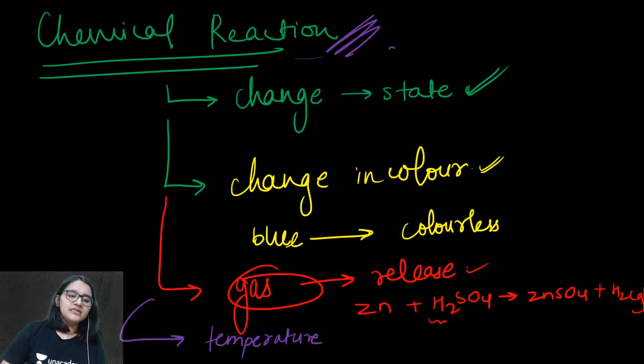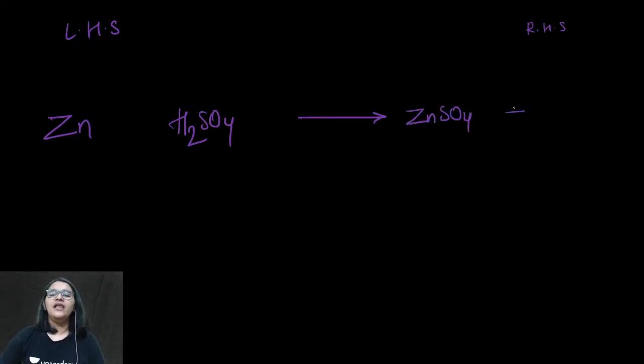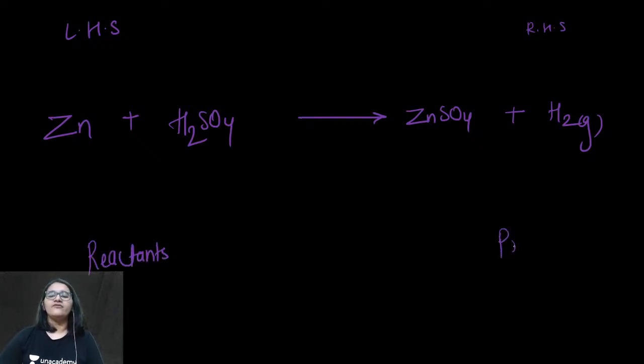Clear? But now, ma'am, is this all we have about writing chemical equations? No, there is another amazing thing: whenever you're writing a chemical reaction, always write the reactants on the left hand side, and the right hand side is reserved for your products. So what do we have here, ma'am? Let's assume again we have zinc and H2SO4, which give me zinc sulfate plus hydrogen gas. Now I have my reactants, and I have my products.